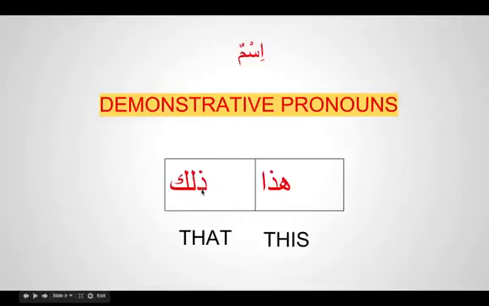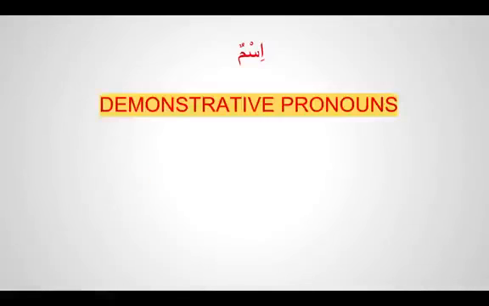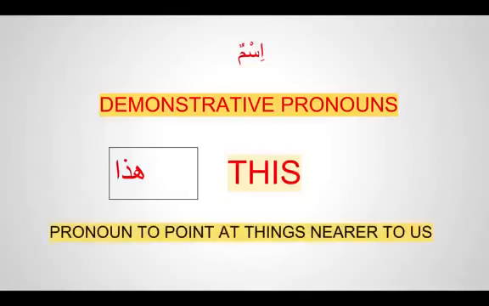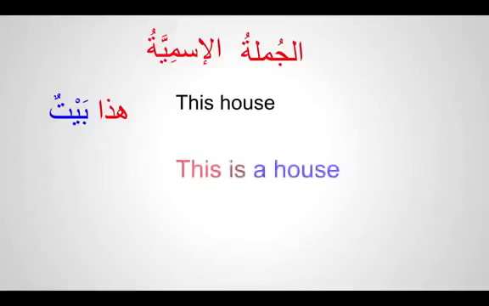So it's written as Dhalika but we pronounce it as Dhalika. So Hadha. Hadha means this. So when do we use this? We use this pronoun to point to things which are nearer to us. Anything which is close to us, we say this. So let's give an example. If we say Hadha baytun, we know literally it means this house, but we translate it as this is a house. So we insert an is.